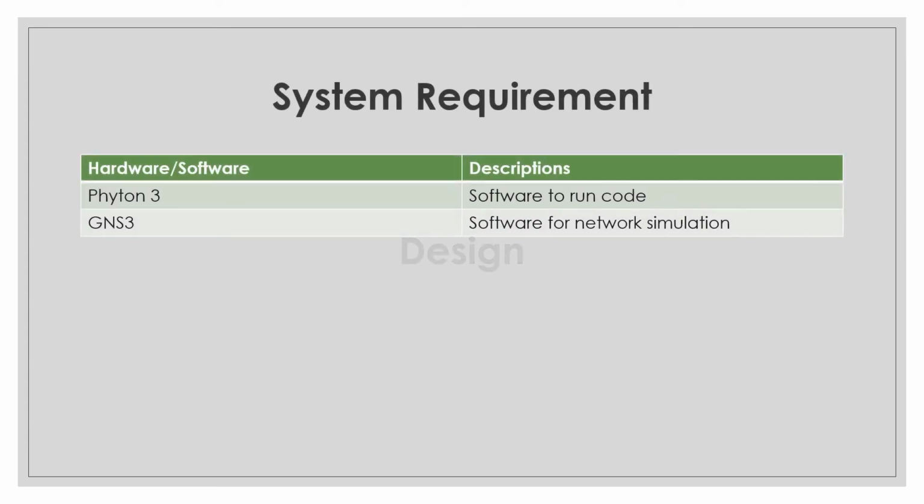Next, I'm going to present the design. For our system requirements, we only need two software, which are Python 3 and GNS3. Python 3 is software to run the code, and GNS3 is software for network simulation.